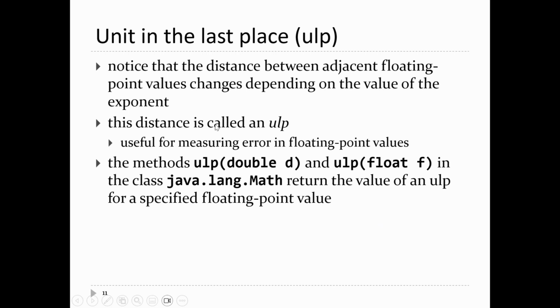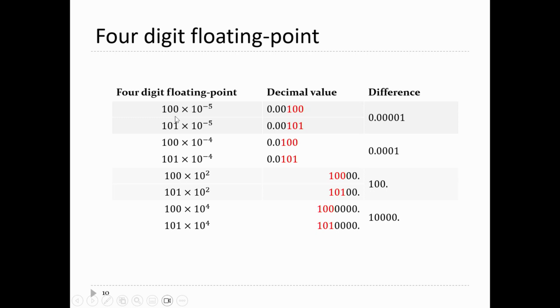That distance between floating point values is called the ULP, the unit in the last place. It's called the unit in the last place because it's just 1 in the last place, the rightmost digit of the significand. So the difference between two adjacent floating point values is just 1 times 10 to the -5, or times the exponent. When the exponent changes, the value of the ULP changes, because you're changing orders of magnitude.